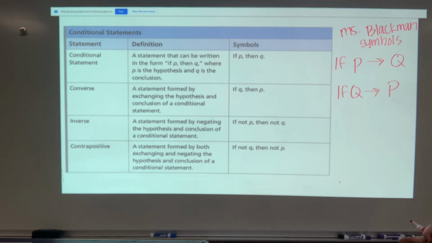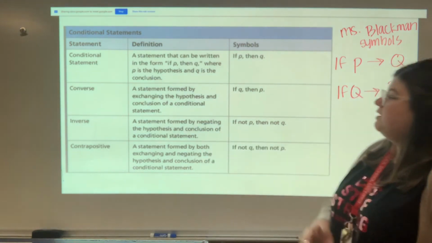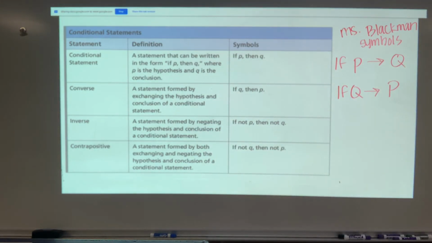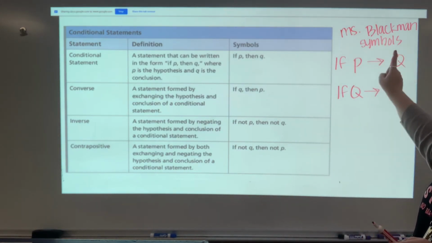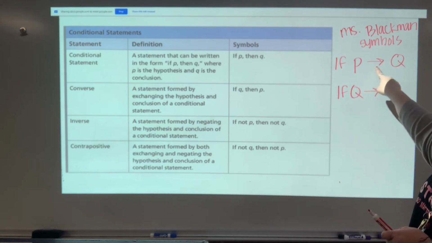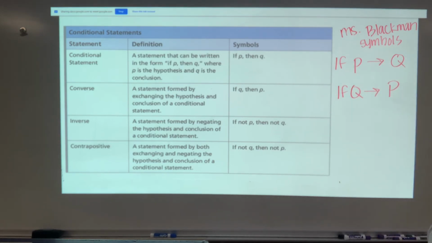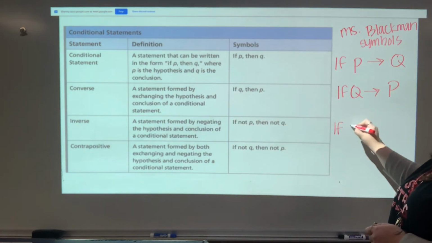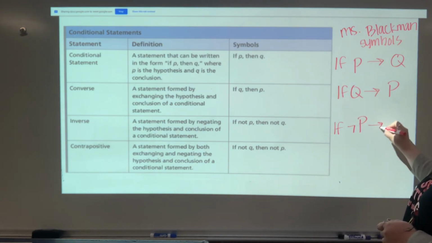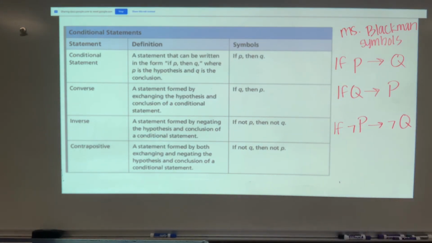With your inverse, this is the next one down here. This is negating the hypothesis and conclusion of a conditional statement. So the inverse statement says, take this thing and negate everything in it. So it would be, if not P, then not Q. So the inverse in symbols looks like, if not P, then not Q. And that's written out in words in here. That's the inverse of a statement.